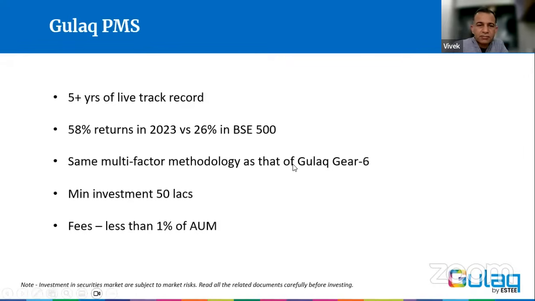Again, same methodology, multi-factor methodology. Minimum investment is 50 lakhs, and I think one of the questions from MA is about the fees, which is less than 1% of the AUM.